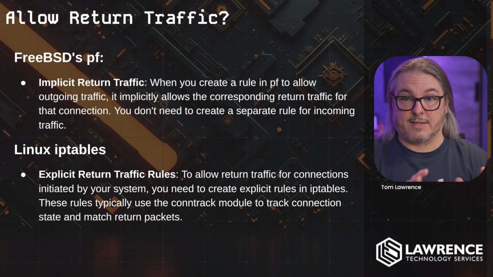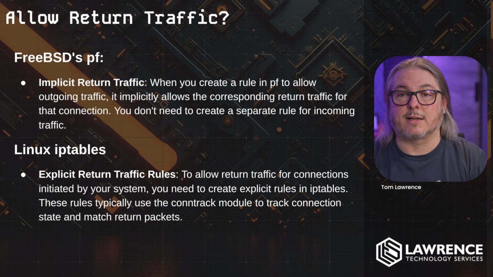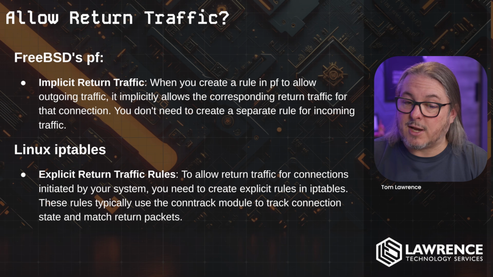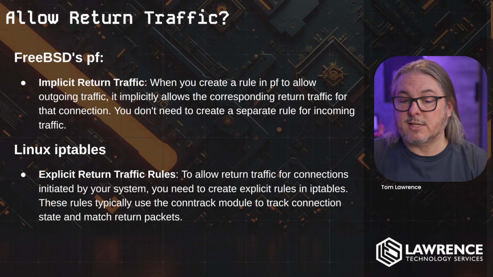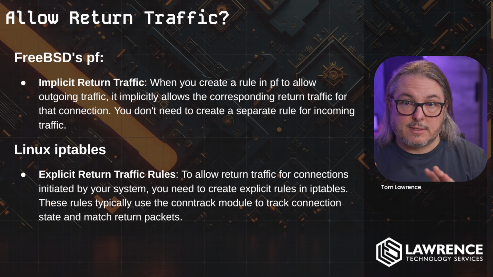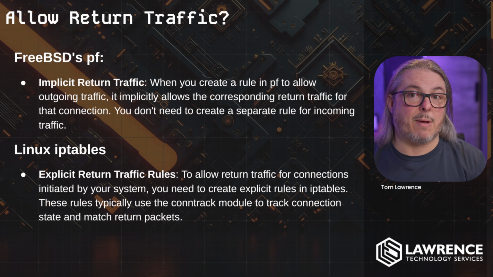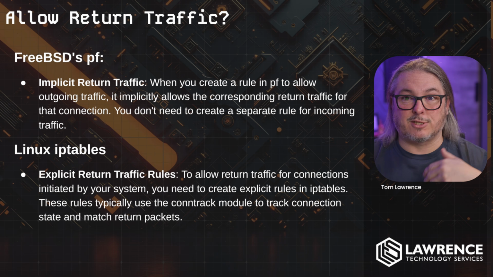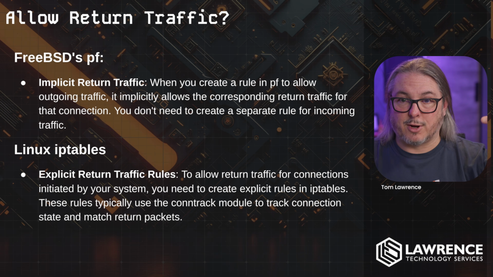But under the Linux iptables, which is the underlying technology in the UniFi firewall, explicit return traffic rules. To allow return traffic for connections initiated by your system, you need to create explicit rules in iptables. These rules typically use the conntrack module to track the connection state and match the return packets. This is automatic in UniFi, but they do have a checkbox if you don't want it to work. Normally you do, and it's default checked when we're creating rules that are going to go between zones.